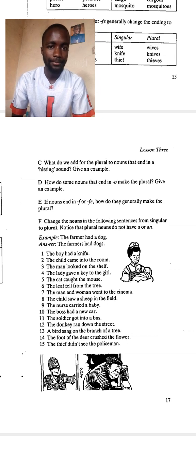Here I'm going to help you a little bit. It says, change the nouns in the following sentences from singular to plural. Notice that plural nouns do not have a or an. Example, the farmer had a dog. Answer, the farmers had dogs. Now here what are we doing? We are just changing these singular nouns to plural. And that is what we've learned. Come on, you can do it.